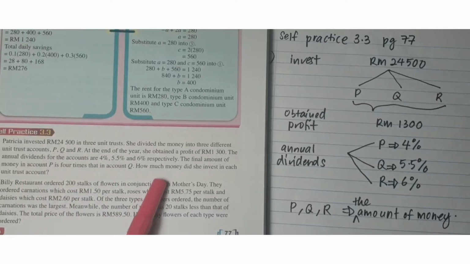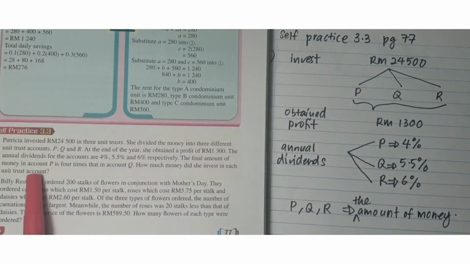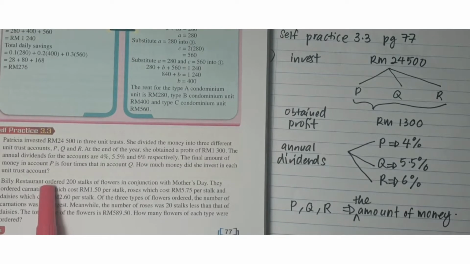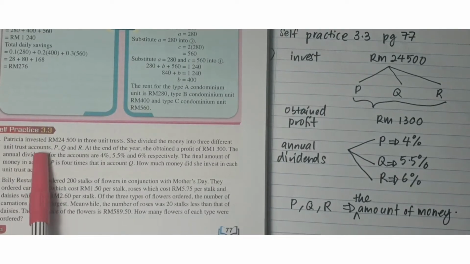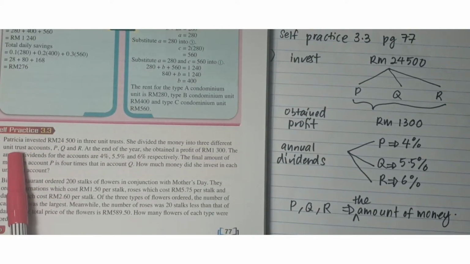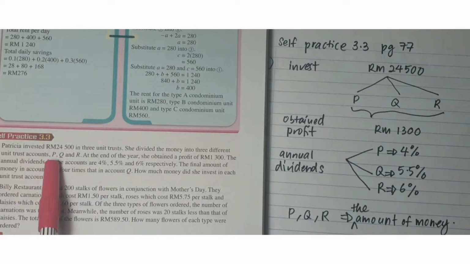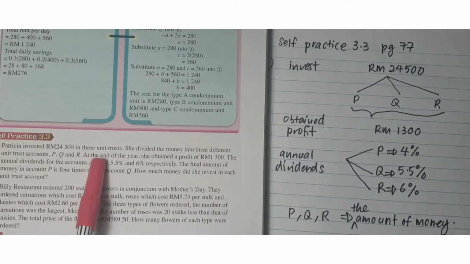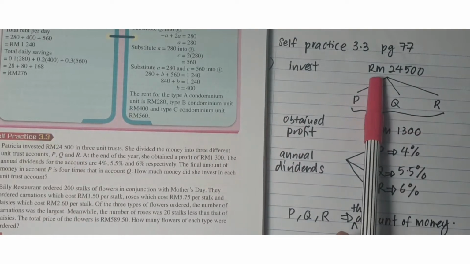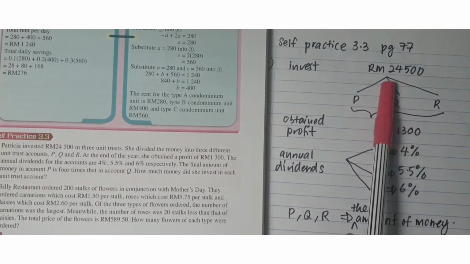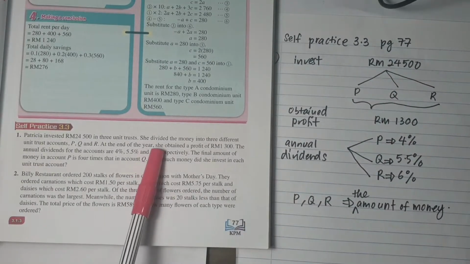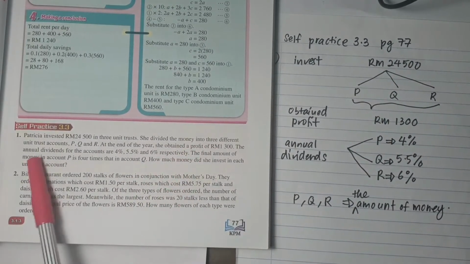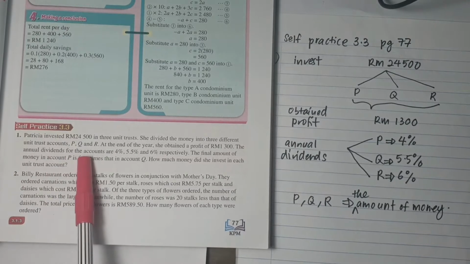Okay, let's continue. So this is solve problems involving systems of equation, right? Okay, let's read the question. Patricia invested RM 24,500 in 3 unit trusts. So they invest 24,500. She divided the money into 3 different unit trust accounts, P, Q, R.